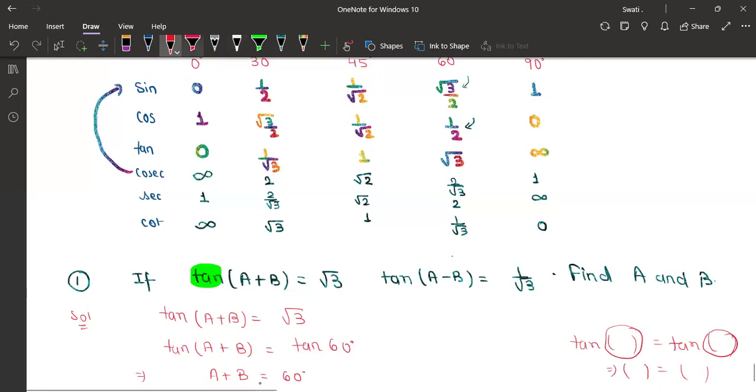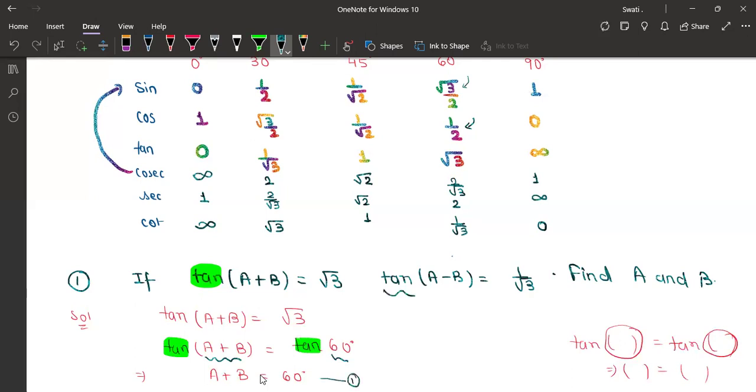Because here also you can see tan, right? And here also you can see tan. So this will imply the angle will be equal to the angle. So whatever is here, which is A plus B, that will be equal to this. That's it. So this is your one equation that you have got. So let us put this as equation 1.